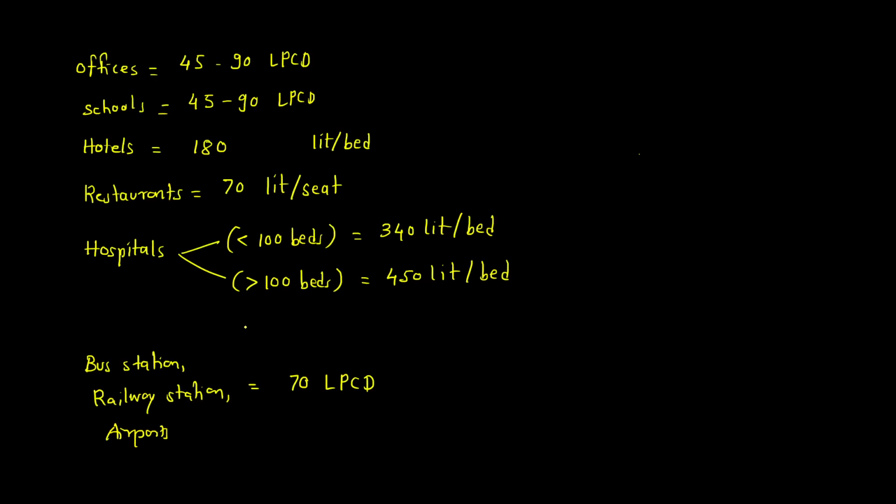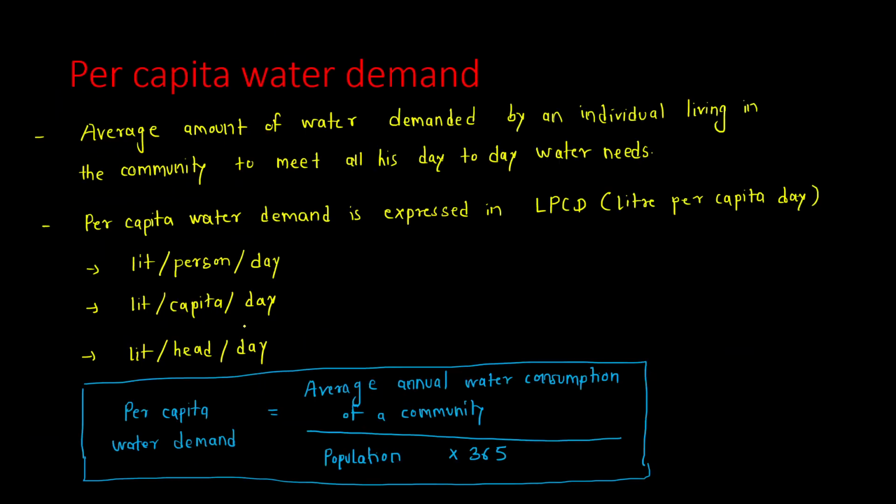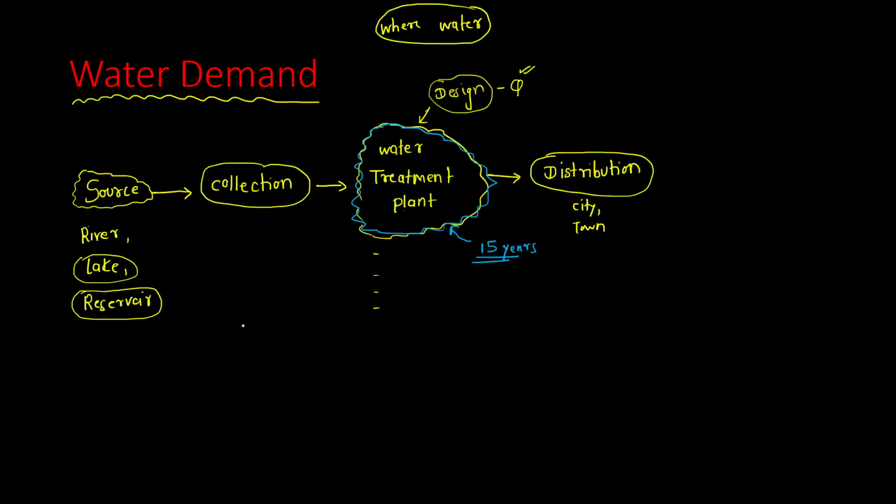So now we'll be seeing the last part from this water demand unit. Up to now we have seen that from a particular source we are collecting the water, then we are taking the water to the water treatment plant. Then at the water treatment plant the water is treated and then it is distributed to the places where it is required.